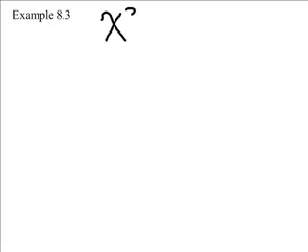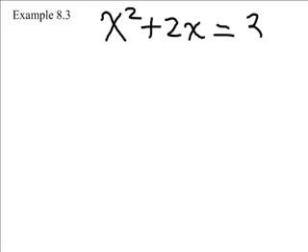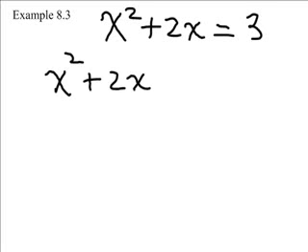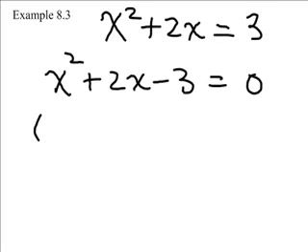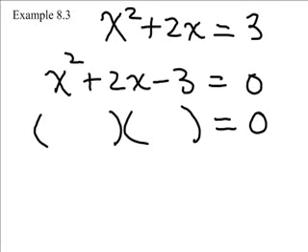So again, I'm going to let the right-hand side of my equation equal 0, and I'm going to do that by subtracting 3 from both sides, or transposing the 3 over to the left-hand side. And now I shall factor this trinomial into the product of two binomials.